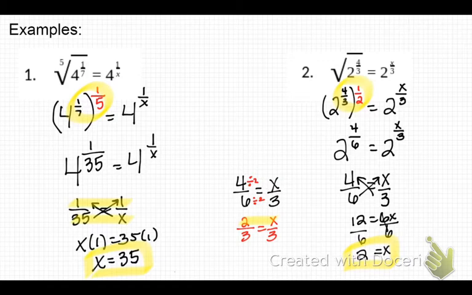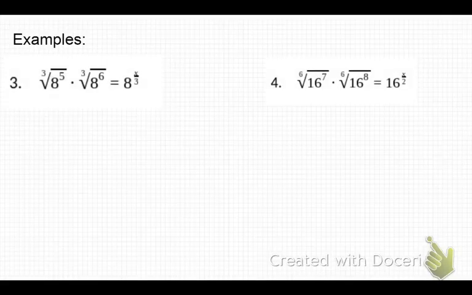3 and 4. Number 3 and 4. What do we notice about 3 and 4 compared to 1 and 2? There's 2 radicals. Good. But what do you think we do? Still the same thing. Okay. So, instead of putting 8 to the 5th power inside my parentheses, I'm going to write 8. Okay. What is my power? 5. So 5 goes up top. And then what is my root? 3. So that goes on bottom.